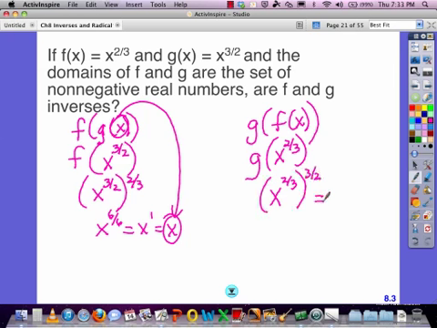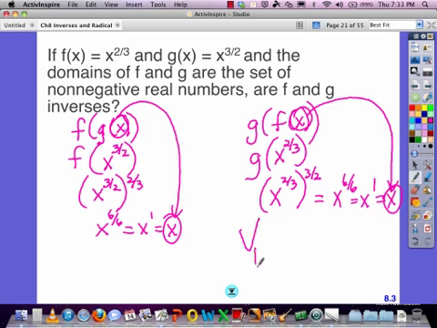And again, do the math, power of power. 3 times 2 is 6. 3 times 2 is 6. x to the 6/6 reduces to x to the first, which is just x. And again, what we started off with as our variable is what we got at the end. So yes, we have just shown that these are truly inverses of each other.